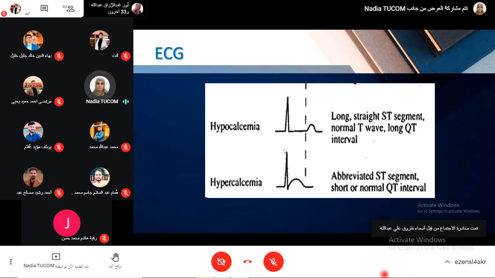The ECG finding here in hypocalcemia: there will be prolongation of the QT interval, a long straight ST segment, normal T wave, and long QT interval. Whereas in hypercalcemia, there will be a short or abbreviated ST segment and a short or normal QT interval.